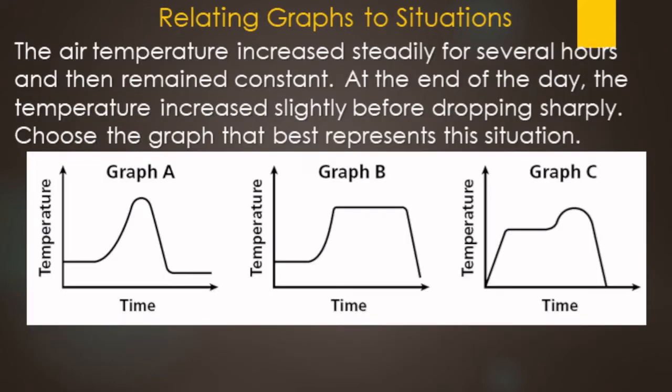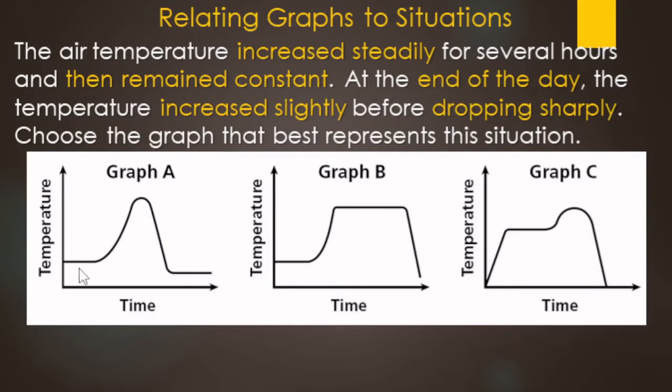So here's another scenario: air temperature increases steadily for several hours, then remains constant. At the end of the day, the temperature increased slightly before dropping sharply. And then again, choose the graph. Again, we'll highlight the important phrases here: increase steadily, then remain constant, and then towards the end, it increased slightly and then dropped sharply.